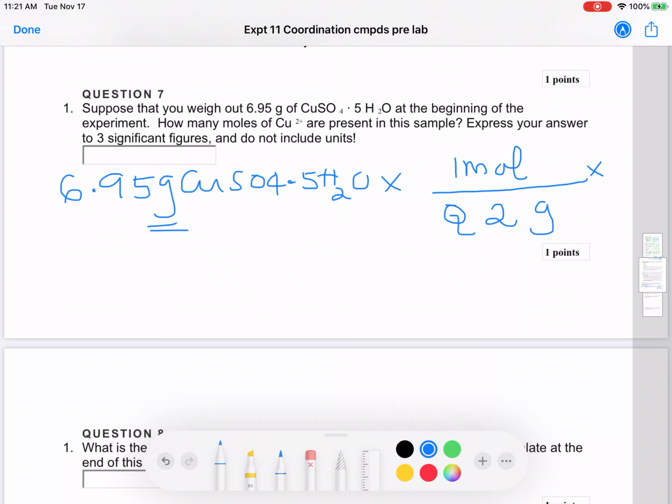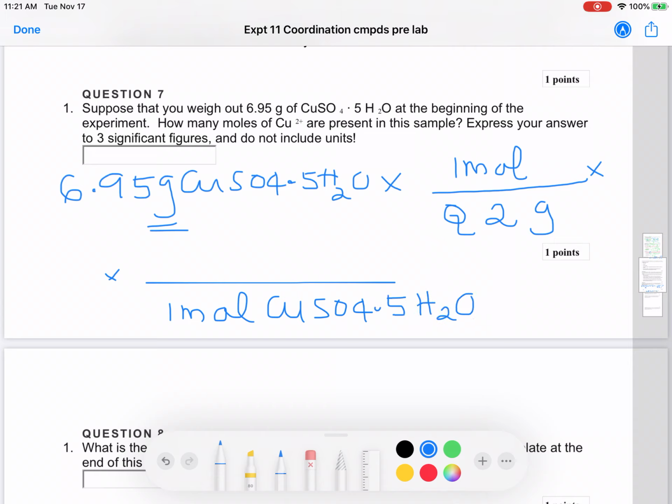Okay. And then we know, if you take 1 mole copper sulfate pentahydrate, how many moles of copper are there? How many moles of copper? 1 mole, right? So that means 1 mole copper. Okay, so you write down your answer that you get from question number 2.